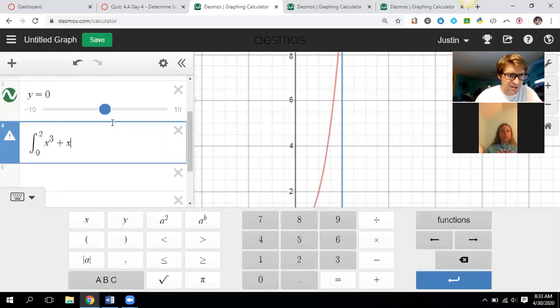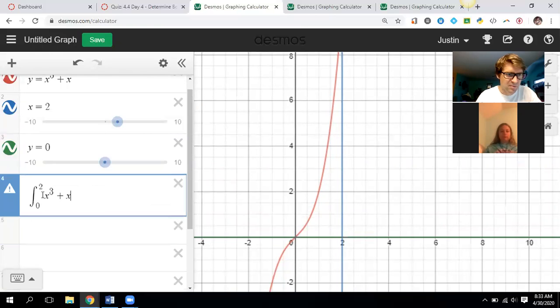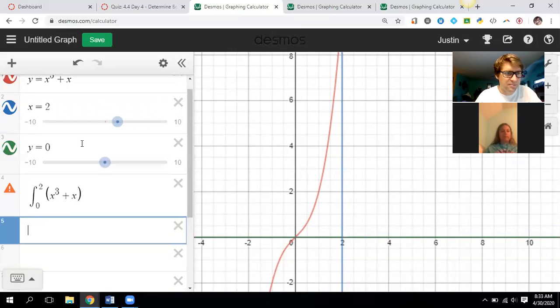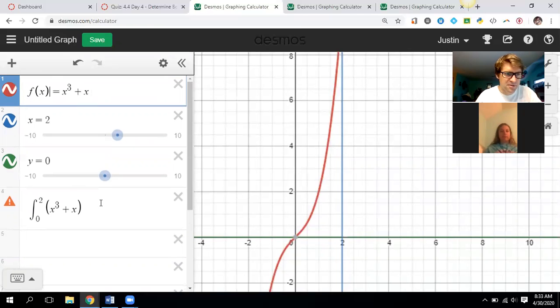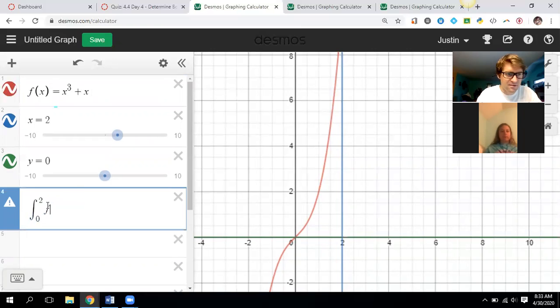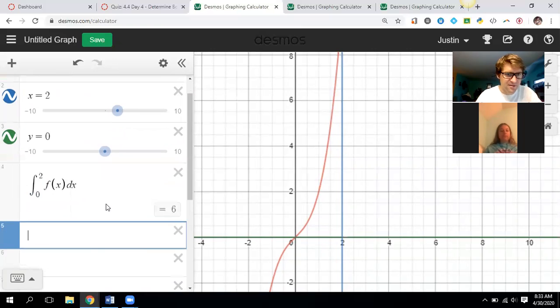No, just press enter. No, what's going on? Desmos, you were working fine a second ago. All right, let's scroll this down. Maybe I have to put it in parentheses. Okay, well, let me try something else. I'm going to change this y equals to f of x. I know this trick will work. No, dx. There we go.